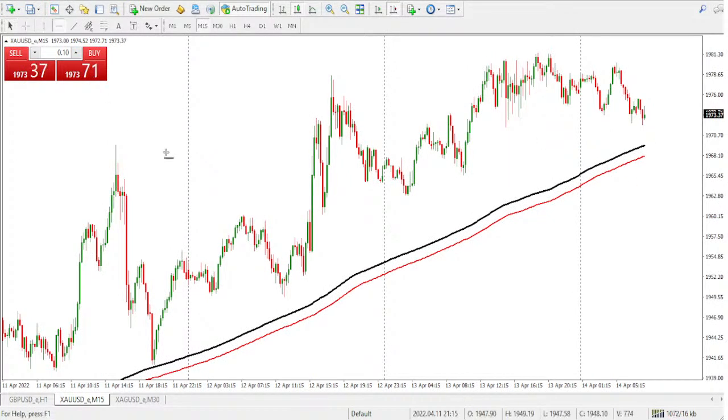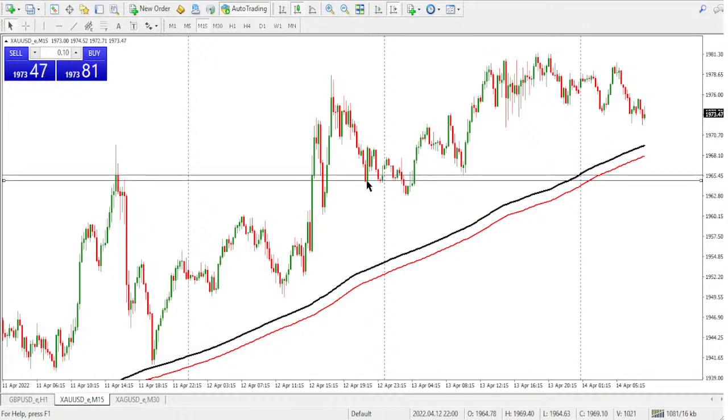So we have a very good resistance. It was a resistance in the past. Now that the price is above it, we expect it to be a very good support and a good place to look for a buy from. We also have another level here. We have another level there.